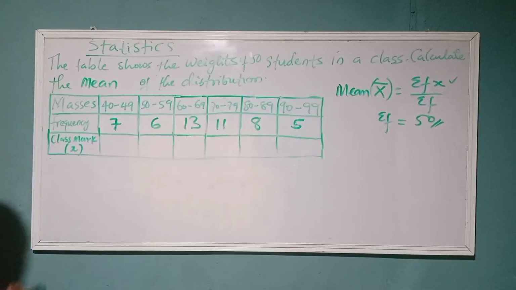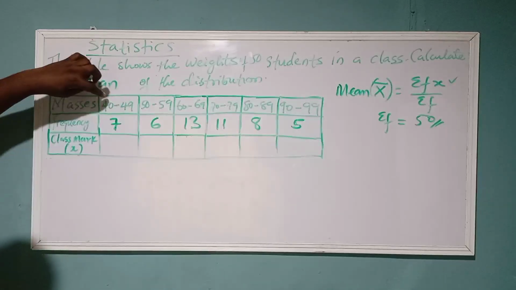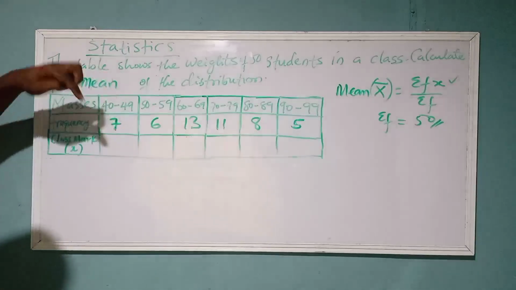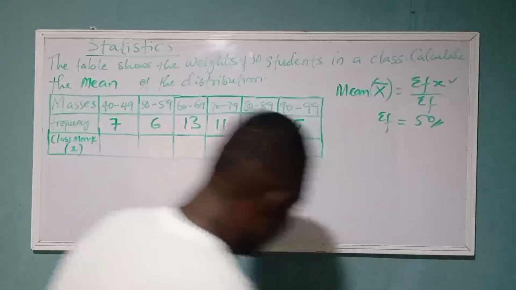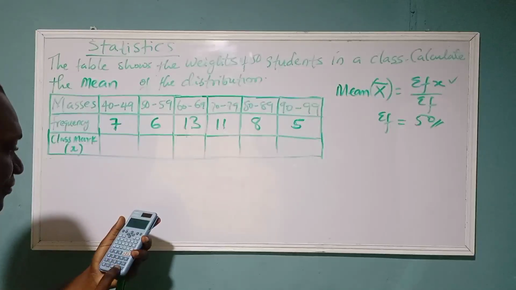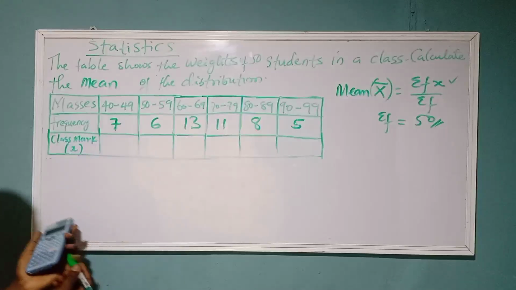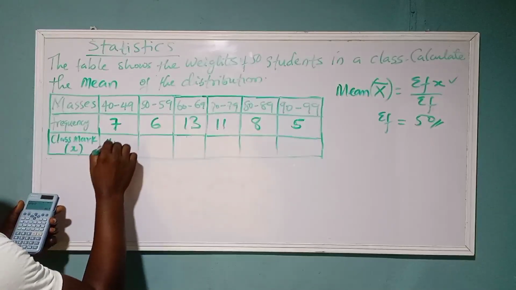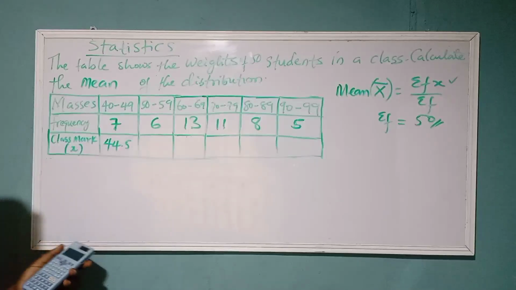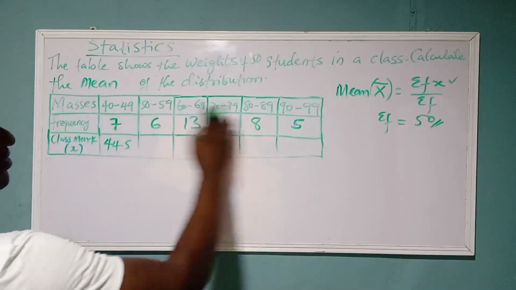So how do you get this value? It's simple. The only thing you just need to do is add up these two values and divide by 2. So 40 plus 49 divided by 2. So let's keep our calculator running. 40 plus 49 will give us this value divided by 2. We're going to be having 44.5.